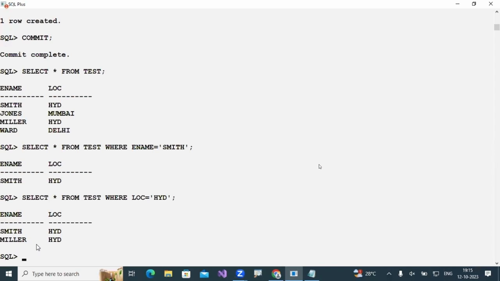This requirement we can fulfill with one technique, but that technique we will not discuss as of now. I will show it to you in the future. But as of now, we can't do this, because we don't know the location name.